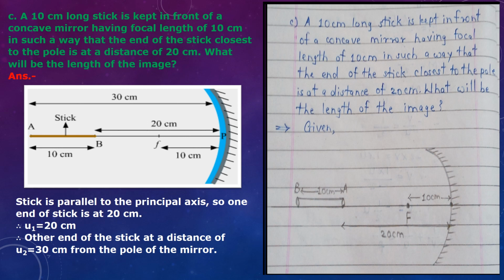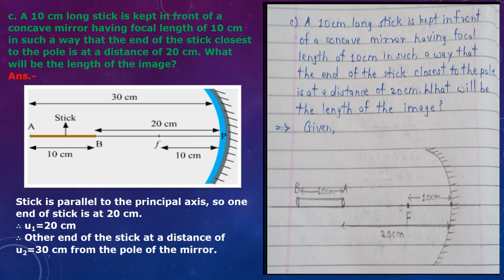And then again this focal length from the concave mirror is 10 centimeter only. And the closest end to the pole is at a distance of 20 centimeter. Means from the pole the distance of the stick at one end is 20 centimeter. So with the help of this we can understand this stick is parallel to the principal axis. No doubt this is parallel.